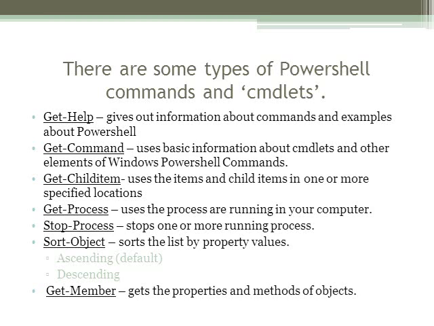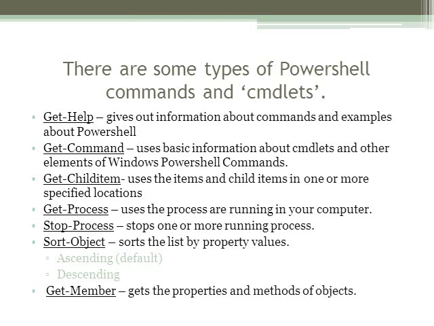Second is the Get-Command. The Get-Command gives basic information about cmdlets and commands and other elements of Windows PowerShell commands. Third one will be Get-ChildItem. Get-ChildItem gets the items and the child items, like making a directory in a command prompt, in one or more specified locations in your computer. Now, Get-Process gets the processes that are running on your computer, which is your local or remote computer.